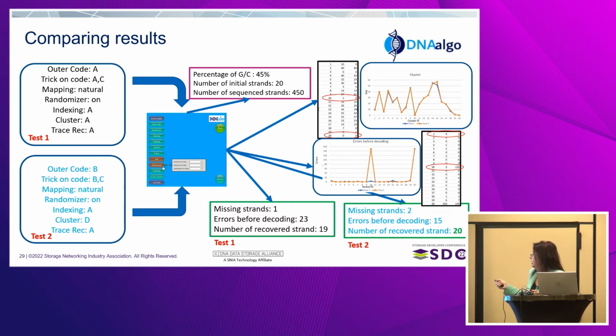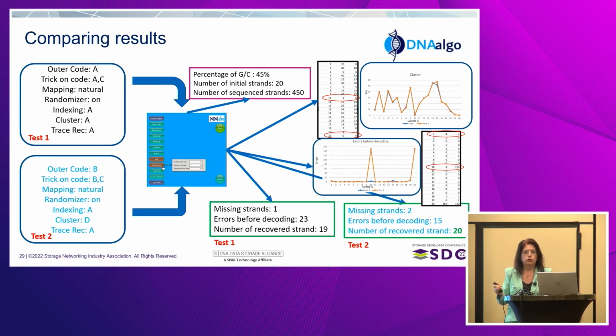And we see that there are some slight differences in the number of errors, and this is due, of course, to the outer code, to the clustering, of course, and also to the tricks that we apply on the code. But at least we are able to compare at different steps. And then we had the results at the end.